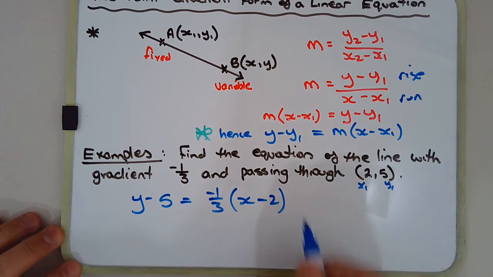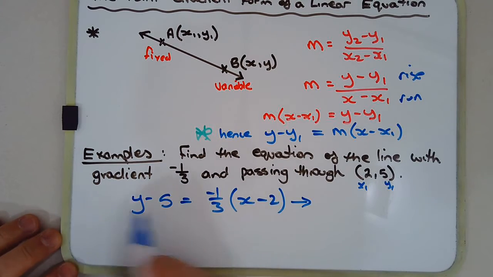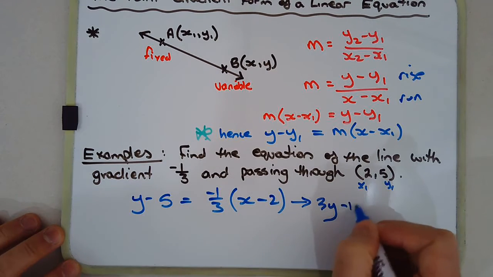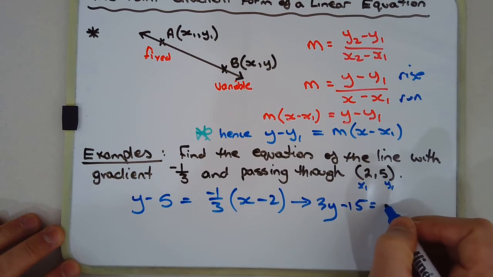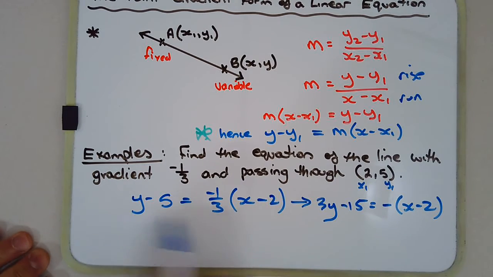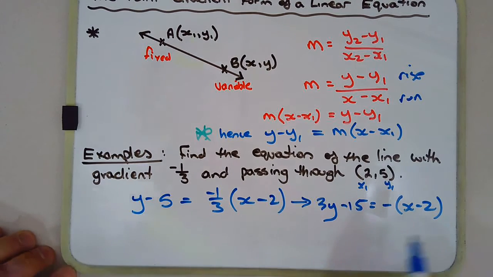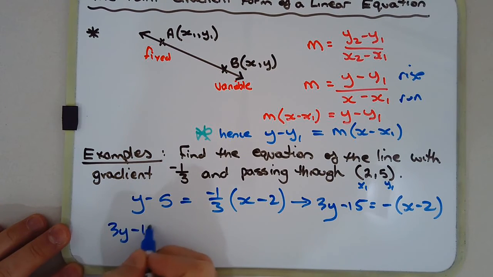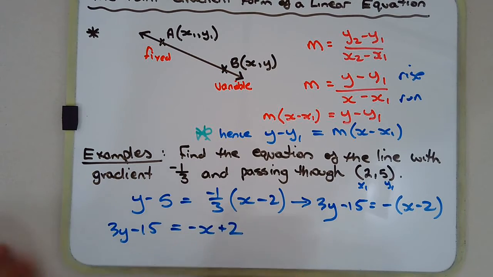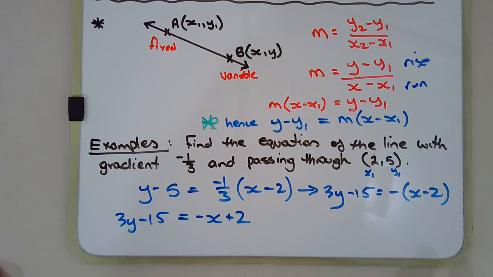Multiply everything by 3. So 3 times y is 3y, and 3 times negative 5 is negative 15, which is equal to negative x minus 2. I just multiplied everything by 3. Now we could just expand the brackets, so 3y minus 15 is equal to negative x plus 2. It's just basic algebra now.